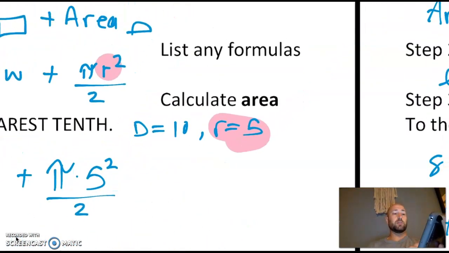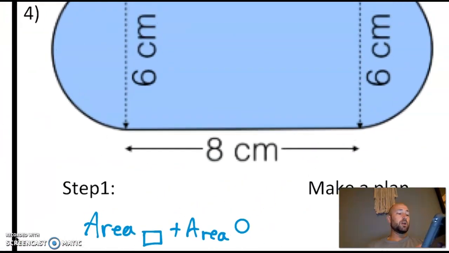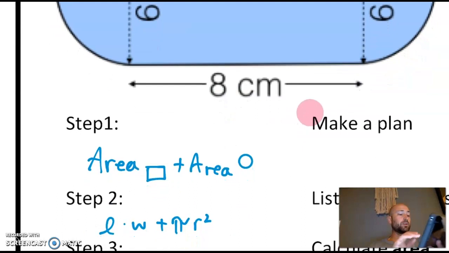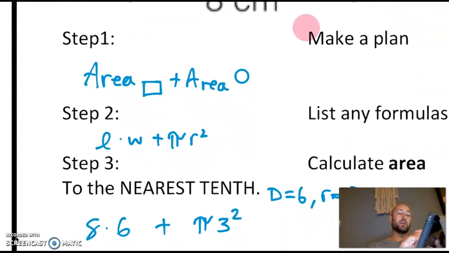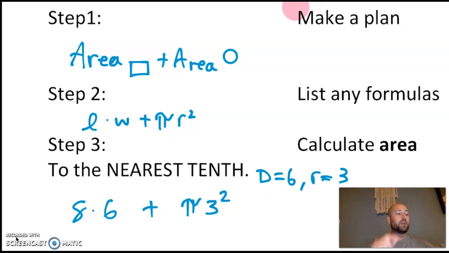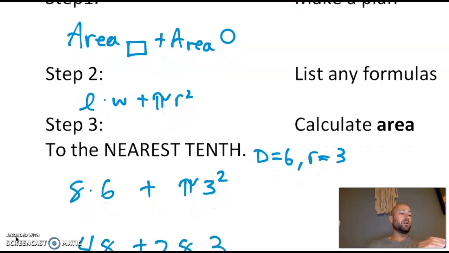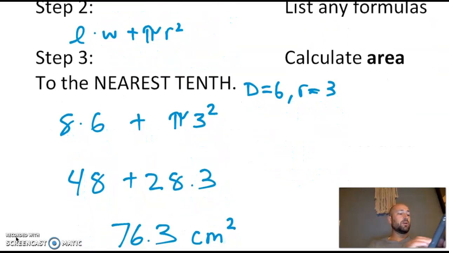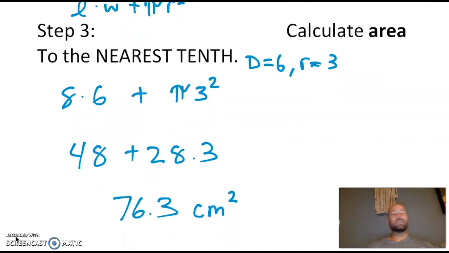All right, and finally number 4, that is the rectangle plus area of a circle. Length times width again for the rectangle, pi r squared for the circle. The radius is 3, the diameter is 6, radius is 3. Need radius to make that area formula work. Okay, 8 times 6 gives us the rectangle. Pi times 3 squared is our circle. 48 plus 28.3 gives us 76.3 centimeters squared.